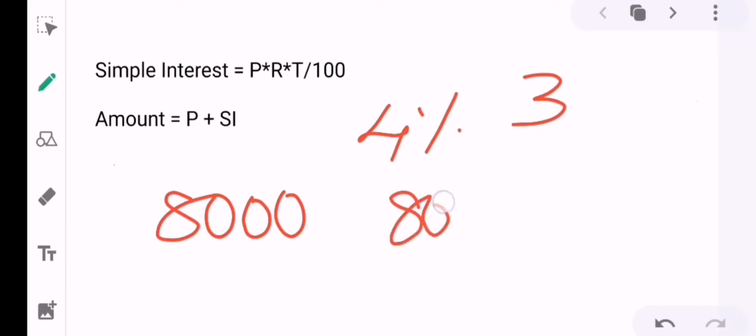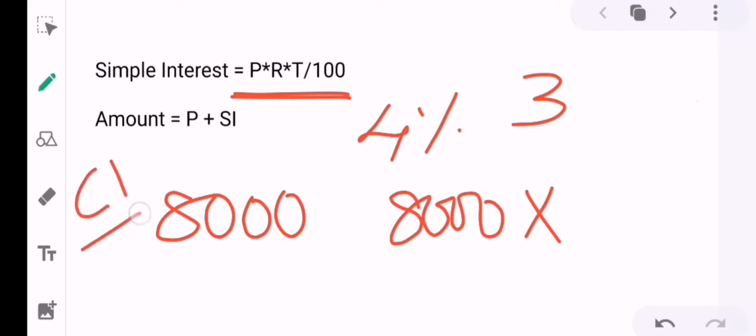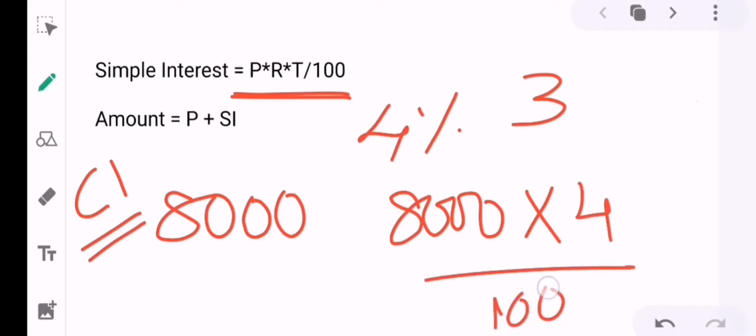The simple interest can be found by using the formula principal into rate into time by 100. P is principal, R is rate, and T is time. We were asked compound interest, but we are going to find the simple interest here: 8,000 into rate, that is 4 divided by 100, into time 3.